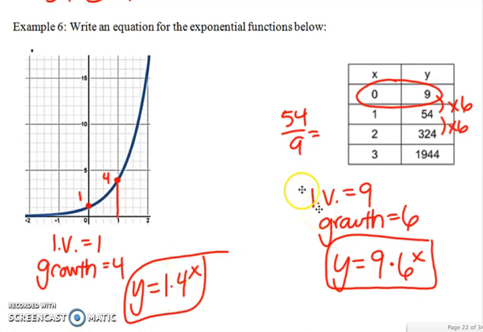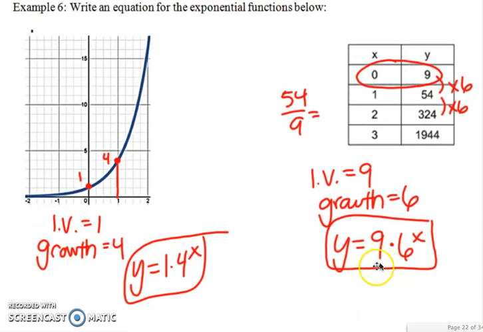On the table, I had a little bit of trouble because I forgot 6 times what's 54. So what you can do is pick a number and divide it by the one before it if you know it is exponential. So I did 54 divided by 9 and I got 6. So then I checked myself and I did 9 times 6 is 54. I did 54 times 6 and I did get 324. So I knew my growth factor was a 6. The initial value, they gave it to us because it's when x equals 0 and it was 9. So your equation would be y equals 9 times 6 to the x power.